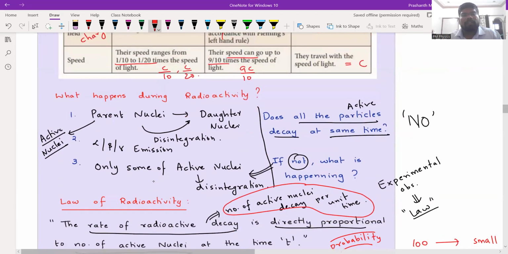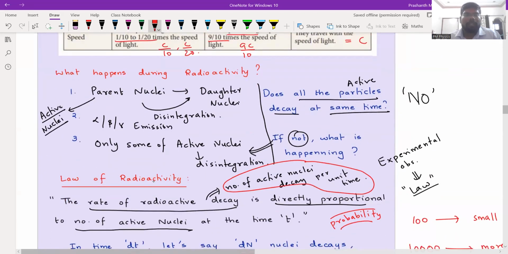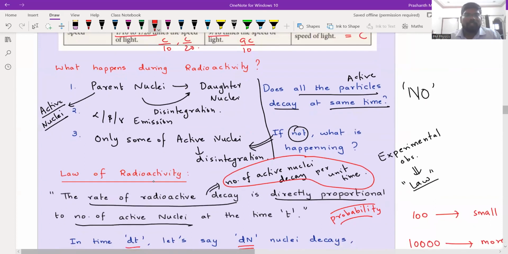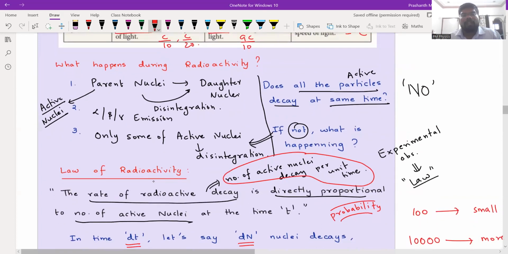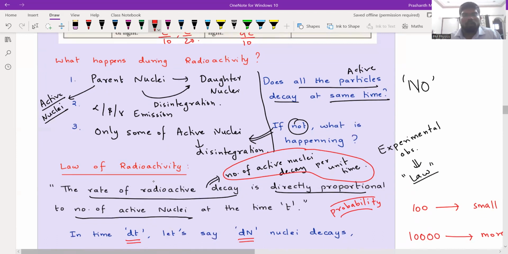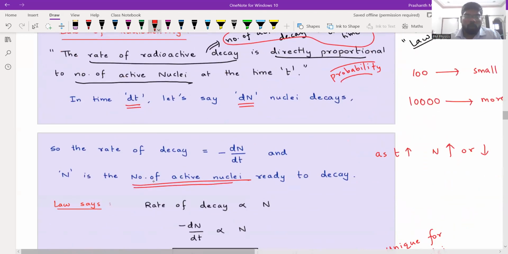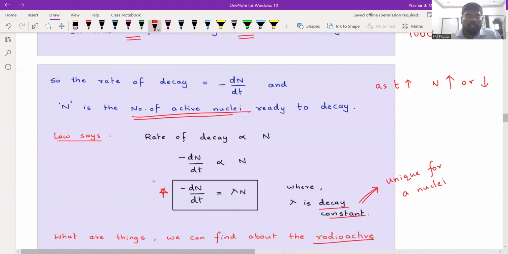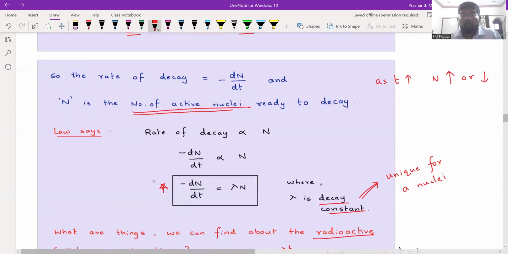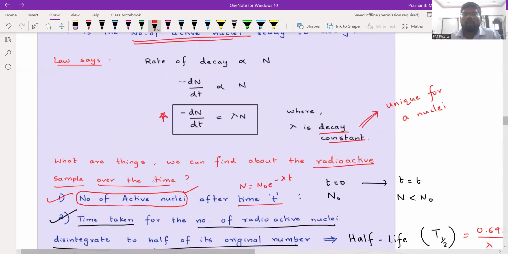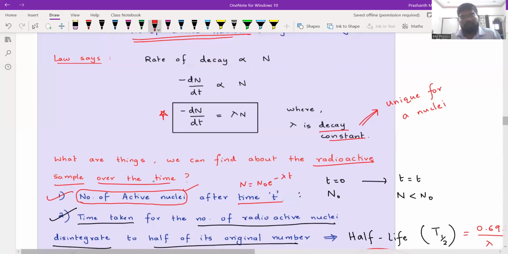We have seen that the decay is happening and alpha, beta, gamma emission is taking place, but as time passes, only some nuclei are going to disintegrate at a particular time, not all. That is obeyed by the law of radioactivity, which says that the rate of radioactive decay is proportional to the number of active nuclei present, that is, minus dN by dt is proportional to N. And if you remove the proportionality, we get a constant lambda. The decay constant is unique for a nucleus.